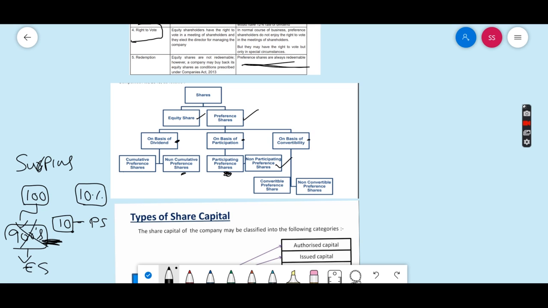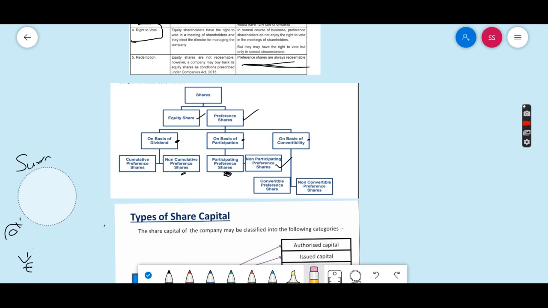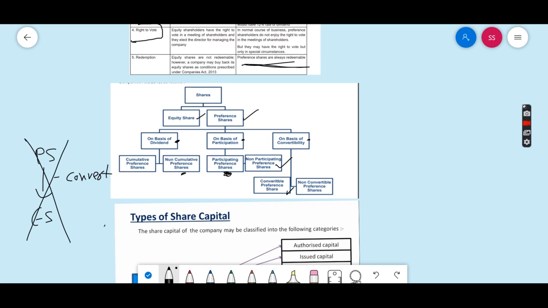And then on the basis of convertibility, preference shares can convert into equity shares. After a while it can convert into equity shares, that is convertible preference shares. If it is a non-convertible preference share, you cannot convert it into equity shares.